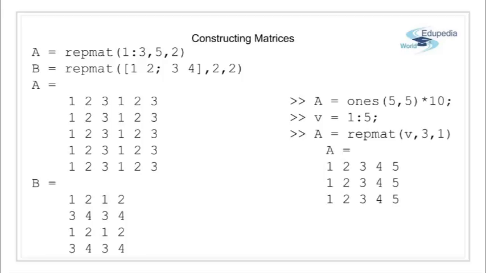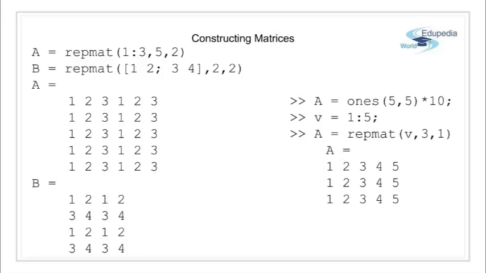Here, using the repmat function, we can have a vector v, in this case from 1 to 5, repeated 3 times for 3 rows and 1 time for a single column. So we get a 3 by 5 array where the first row is 1, 2, 3, 4, 5, the second is 1, 2, 3, 4, 5 and the third is 1, 2, 3, 4, 5.